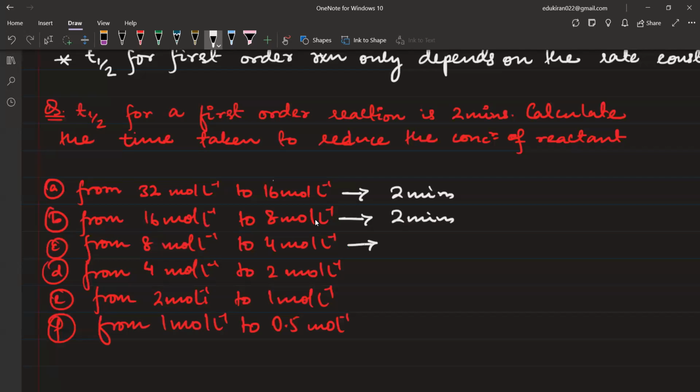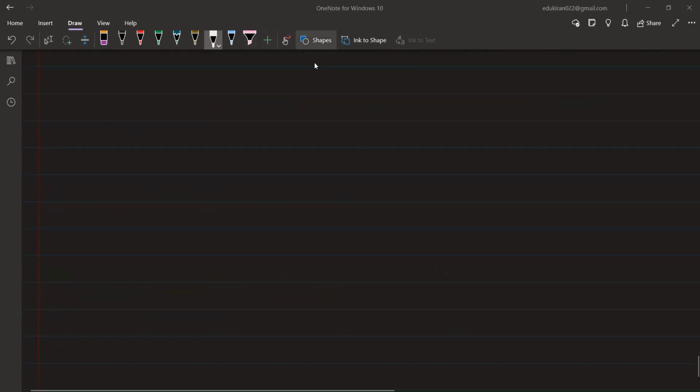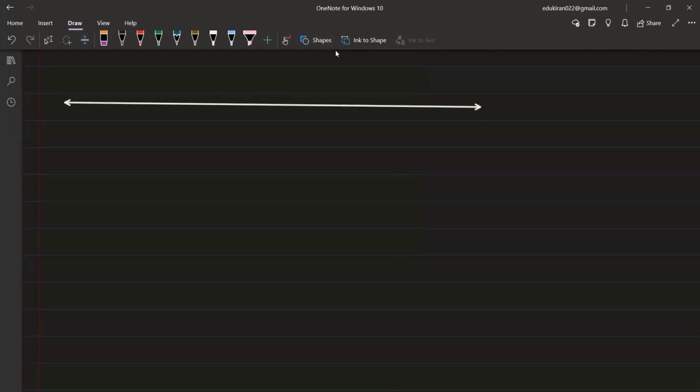What about this? 2 minutes. What about this? 2 minutes. Again, it will take 2 minutes, and then again, it is going to take 2 minutes. Okay, so what do we understand from this? The insight that I want you to have is, look at this particular line here. Don't worry about the above case.